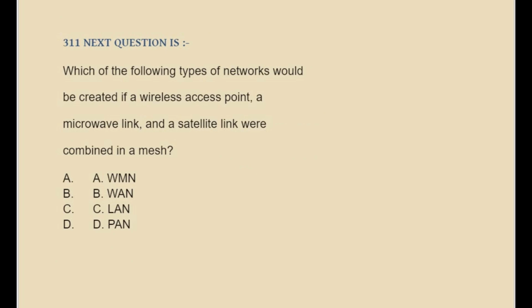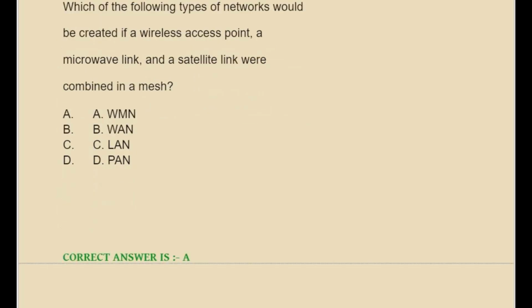Question is, which of the following types of networks would be created if a wireless access point, a microwave link, and a satellite link were combined in a mesh? Option A. WMN. Option B. WAN. Option C. LAN. Option D. PAN. Correct answer is option A.